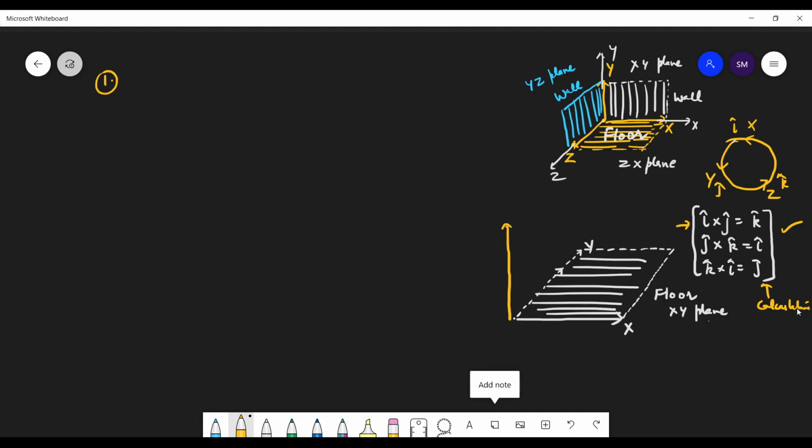Otherwise you need to keep on moving your right hand, like a cross b is equal to c, so you need to keep on putting your right hand on a and keep your fingers moving on b, and then c will tell you the direction, or by this law also directly you can tell. Good, fine, good enough. So x, y, and then z. Okay, so you can check x to y. Put your fingers on x, move them towards y, your thumb will be pointing outwards in the z direction.